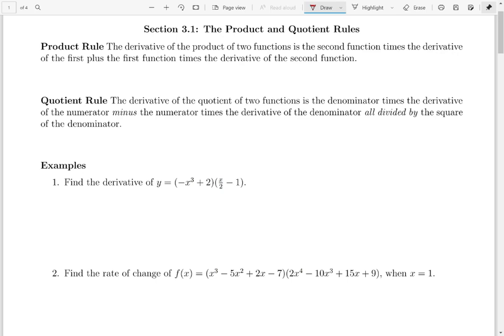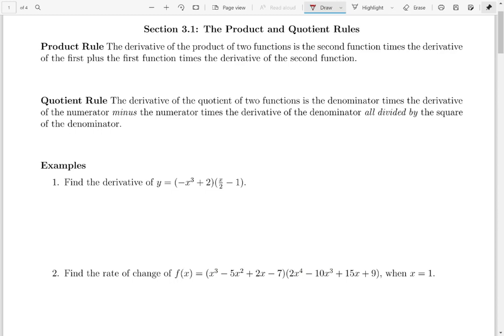Section 3.1, the product and quotient rules. So remember that when we talked about addition and subtraction of functions, when taking the derivative of sums and differences of functions, the derivative was the sum or difference of those individual derivatives. But once again, I stated that that was not the case for the product rule.